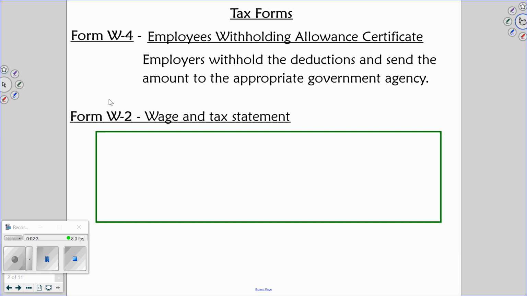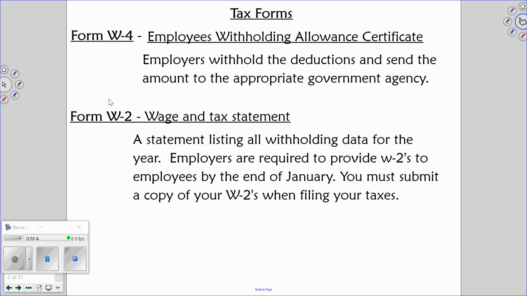All right, and then the W-2, this is probably the most common one that you guys have heard of before. Your W-2 is your wage and tax statement. Every time you work a job, this is what you use to fill out all your tax forms when you file your taxes every year. It is a statement listing all withholding data for the year. So it's going to say how much money you've made for the year, how much you've paid in taxes, Social Security, federal tax, state tax, city tax. It's going to bring all that down for you. So when you file your taxes, like with H&R Block or TurboTax, or you take it to somebody and they do it for you, that's what they use to fill out all your tax info.